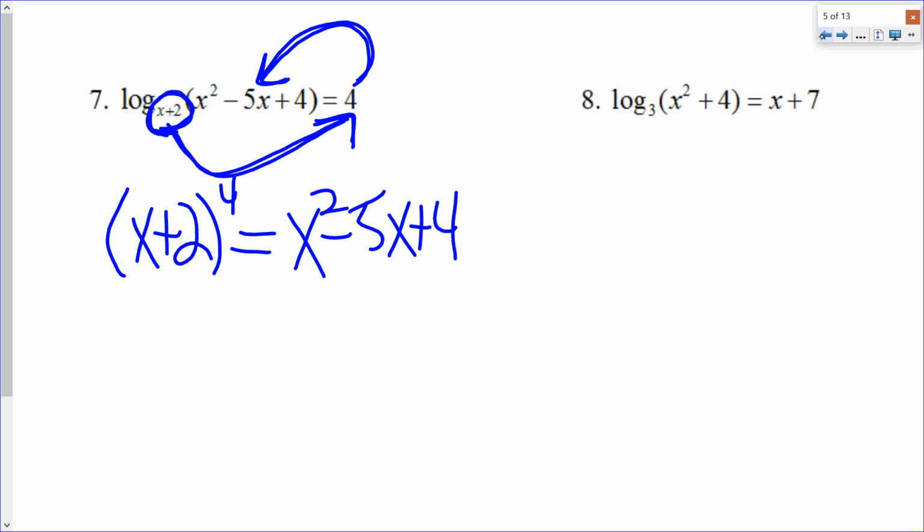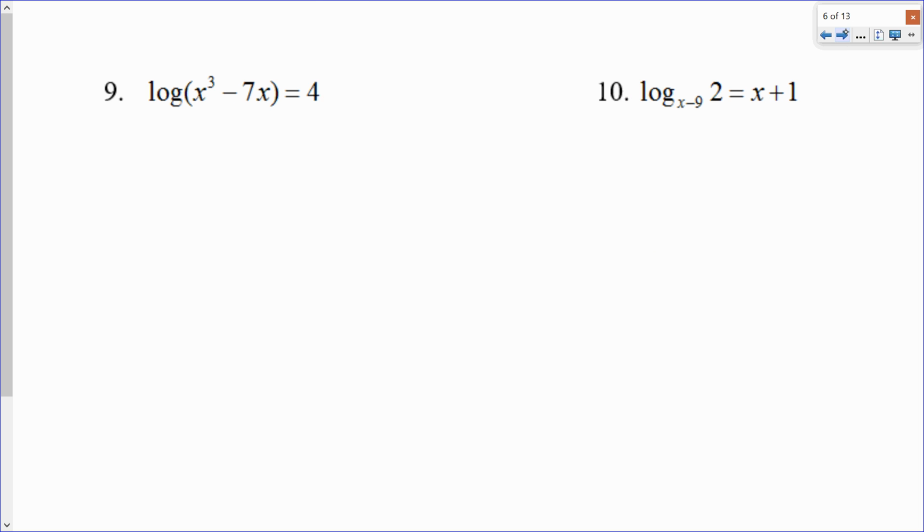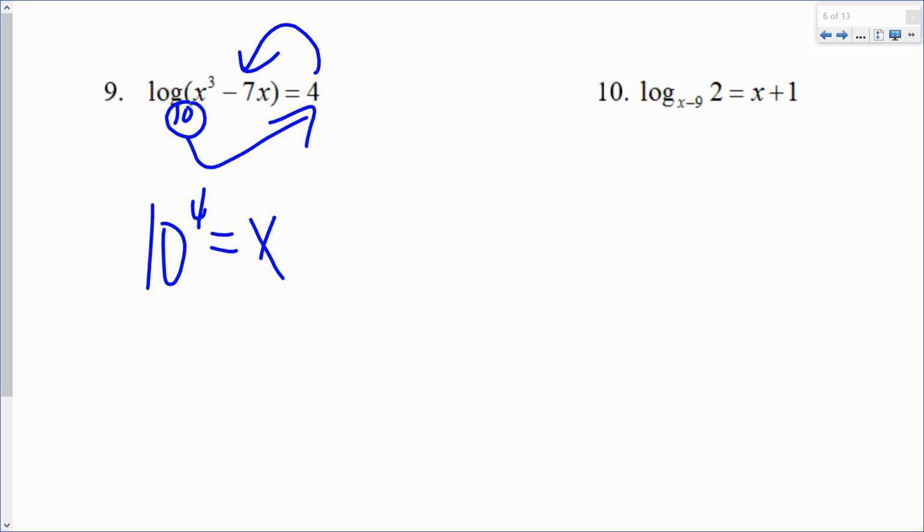Okay, now that you tried 8 through 12 on your own, base, always starting with the base, cycle to the other side, equals the answer: 3 to the x plus 7 equals x squared plus 4. I'm just going to go over one more. This one has no base, so it's a base of 10. 10 to the 4th equals x cubed minus 7x.